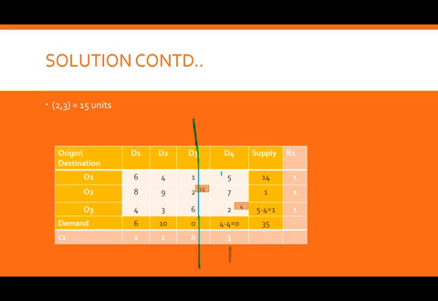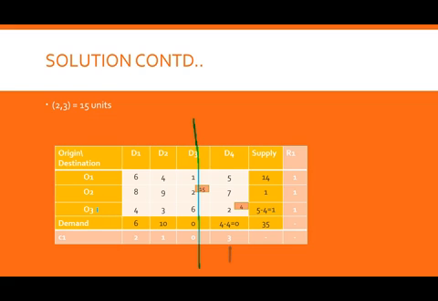In this column, look for the least cost. Least cost is 2. So I'm supposed to make an allocation here. How much will I make? Supply is 5, demand is 4. So I can satisfy 4. So the demand becomes 4 minus 4, 0. Supply becomes 5 minus 4, 1. Okay.